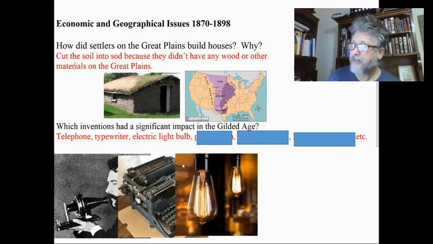Electric light bulb. This revolutionized everything too. Now businesses could stay open longer. Factories could stay open for hours longer than they ever had before. And people had safe lighting in their homes. They no longer had to use kerosene.